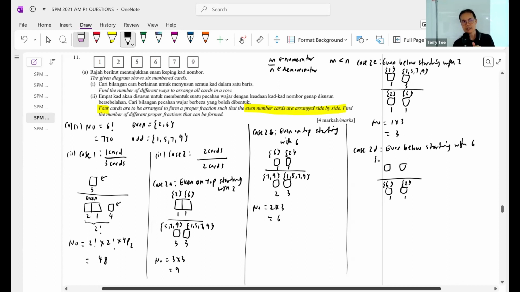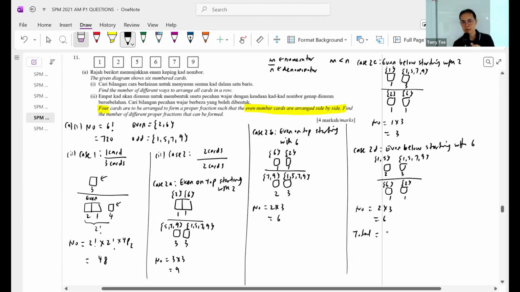Okay, odd. I want my odd to be smaller, so I can start with 1. Can I start with 5? Can. This one is 1579. How many ways here? 2. How many ways here? 4. Sorry, not 4, 3. Reduced by 1, 3. So how many ways in total? 2 by 3, 6.